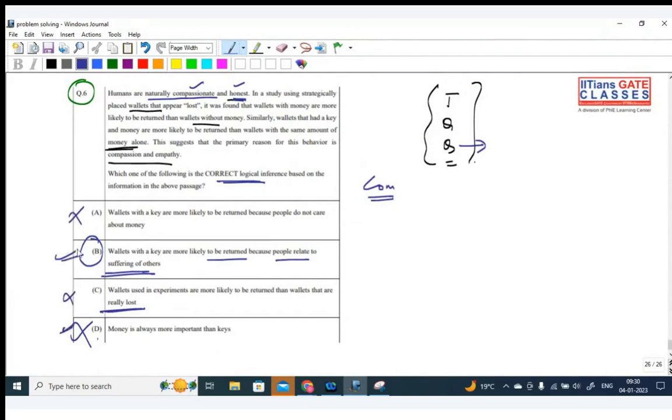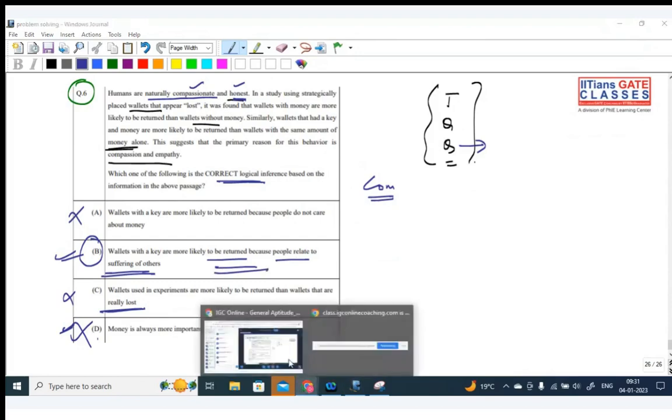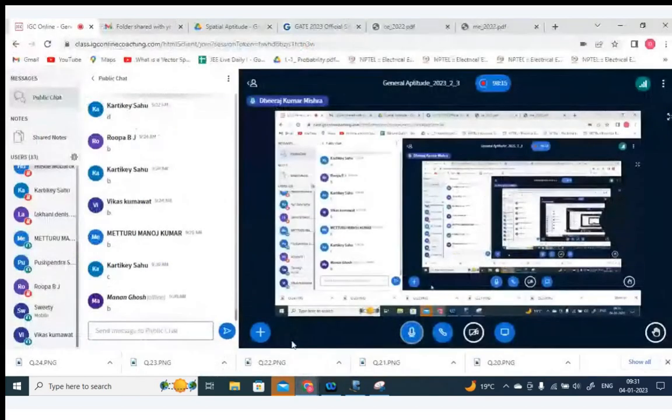So the primary reason for this behavior is compassion and empathy. If they show compassion, then they can return it, right? So this is a very good question. Yes, option B can be correct. Yes, everybody.